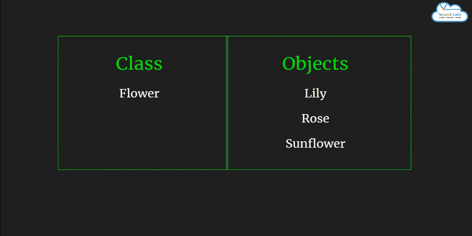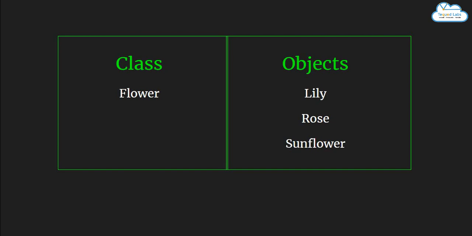Now what is a class and what is an object? Classes and objects are very important aspects of the OOP concept, right? So a class is like a template for objects. Inside that particular class you have different objects, right? So this is how it goes.